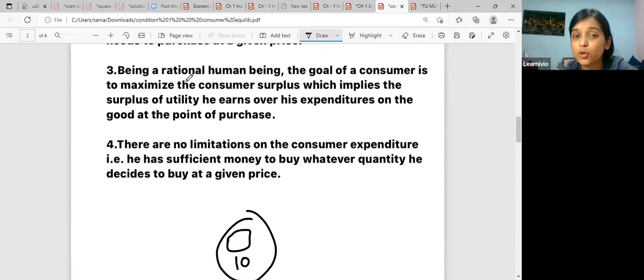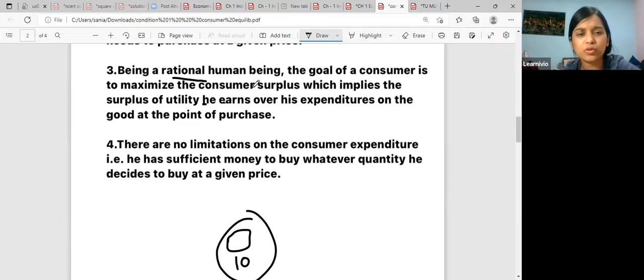Next, being a rational human being. Rational means someone who is thinking logically. You are not going to say, ma'am, if this happened, that happened. No. You are a rational consumer, so you will think positively, in a good way, about normal things. Being a rational human being, the goal of a consumer is to maximize the consumer surplus, which implies the surplus of utility he earns over his expenditure on the good at the point of purchase.